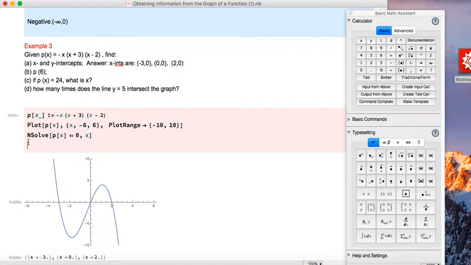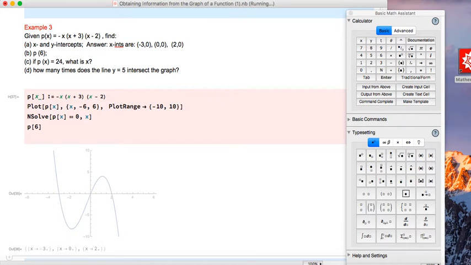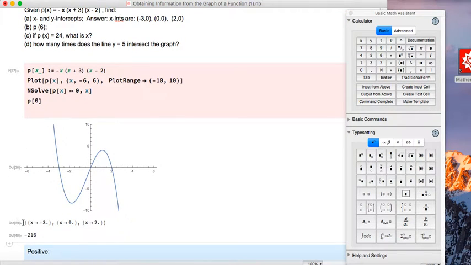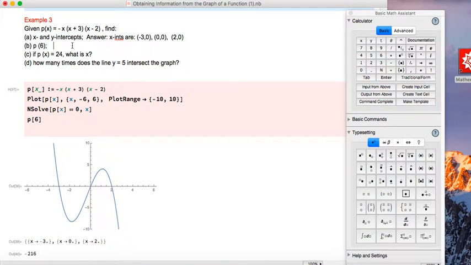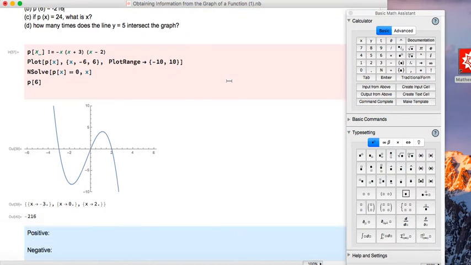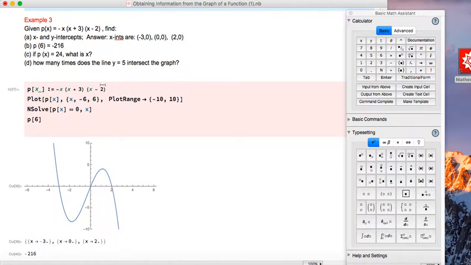Now we want to find p of 6. P of 6 is negative 216. So here p of 6 is equal to negative 216. Now we want to find where p(x) equals 24. So we use the solve command for x, p(x) equal to 24.